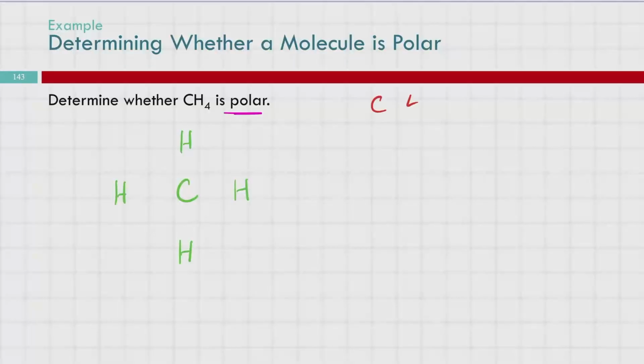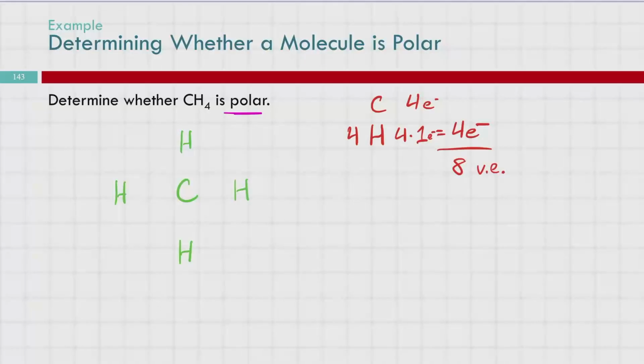We've got a carbon. Carbon has 4 valence electrons because it's in our group 14 or 4A column. We've got 4 hydrogens. Hydrogens each have 1 electron. So 4 times 1 electron each equals another 4 electrons. We've got a total of 8 valence electrons, VE.